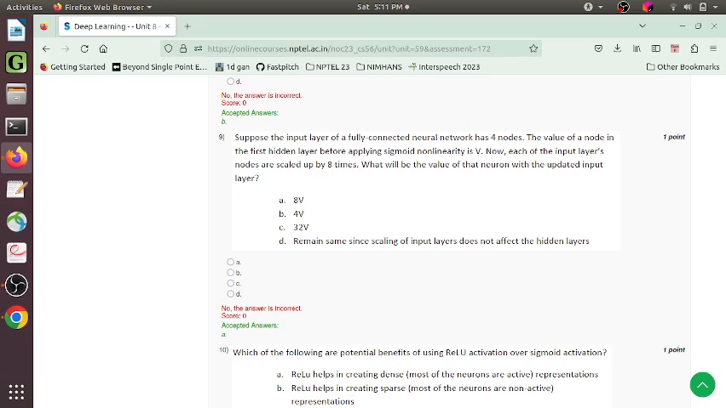So your v is basically the output value of the node before applying the sigmoid. So this part is your v. Now each of the input layer's nodes are scaled up by 8. So initially let's say it was like this, now it has become, all of these are this. So now, your weights are the same only, just your input has scaled. So instead of xi, now you have 8xi and i is the same, 1 to 4.